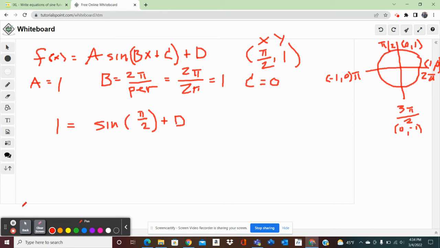Our x is pi over 2. Our y is 1. So sine of pi over 2, our y value, will be 1. So we have 1 is equal to 1 plus d. We both have positive ones here, so when I subtract this one from both sides, d will end up being 0. And our function here will be sine x again.